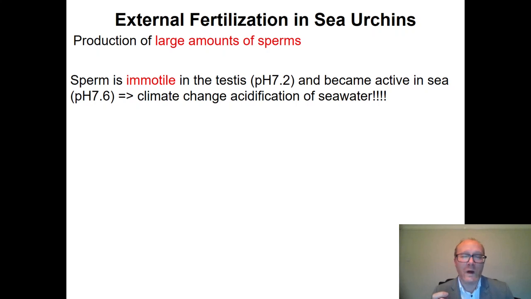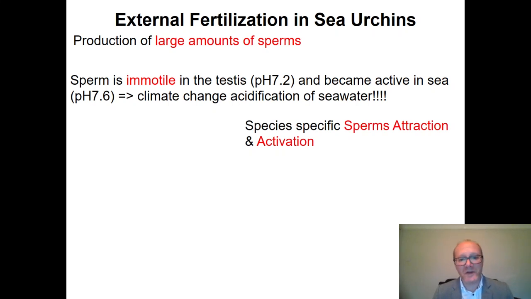So you see, one of the consequences of climate change is the acidification of seawater. So if this seawater, which has a pH of 7.6 usually, becomes more acidic, so becomes more like the testes, then it is possible that the sperms do not become motile even when released in seawater. So it becomes more difficult for sea urchin and other aquatic animals to actually reproduce.